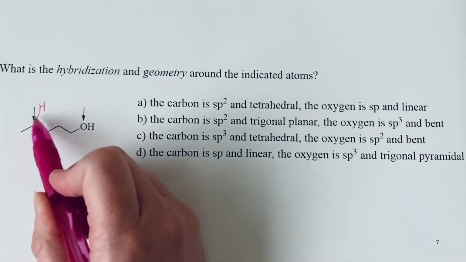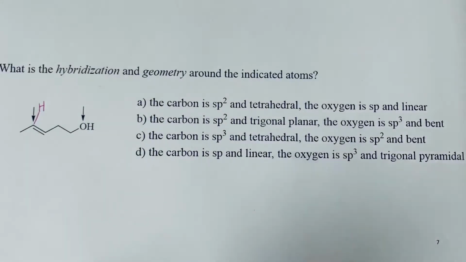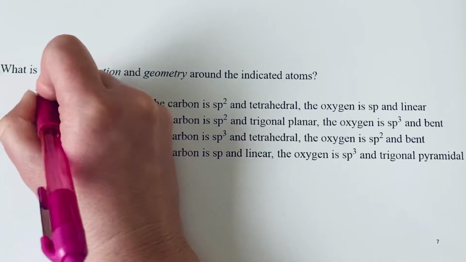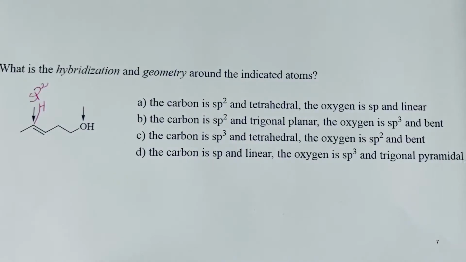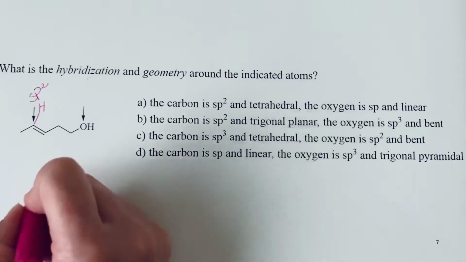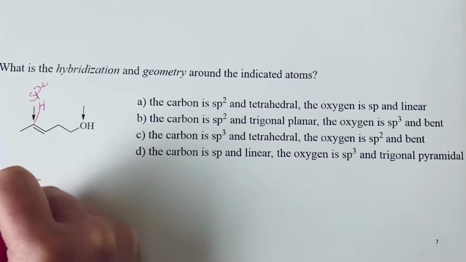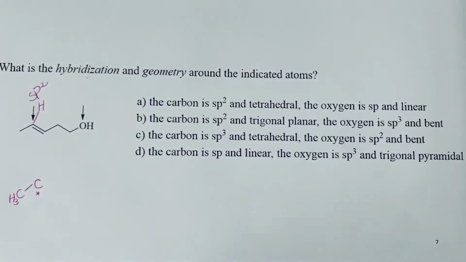So 1, 2, 3 sigma bonds and 1 pi bond. This corresponds to sp2 hybridized. So that is the hybridization. The next thing we want to think about is the geometry. So if we draw this carbon, so here's your central carbon atom.